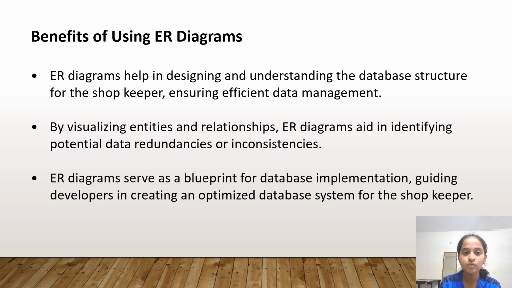So, the benefits of using ER diagrams are: ER diagrams help in designing and understanding the database structure for the shopkeeper, ensuring efficient data management. By visualizing entities and the relationships, ER diagrams aid in identifying potential data redundancies and inconsistencies. ER diagrams serve as a blueprint for database implementation, guiding developers in creating an optimized database system for the shopkeeper.